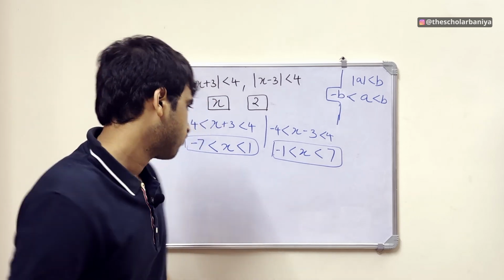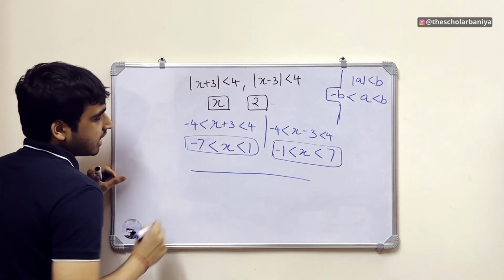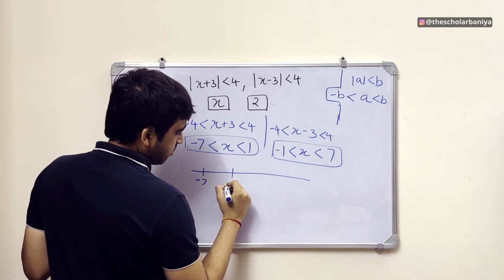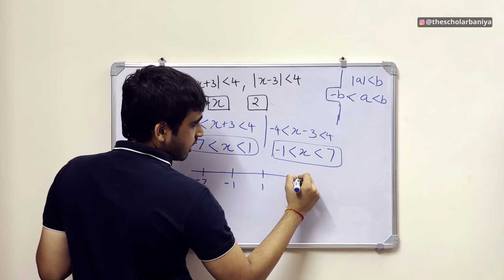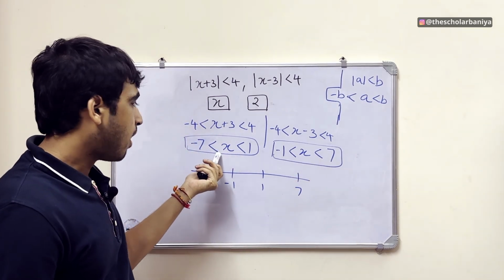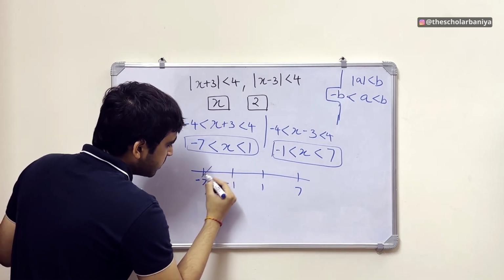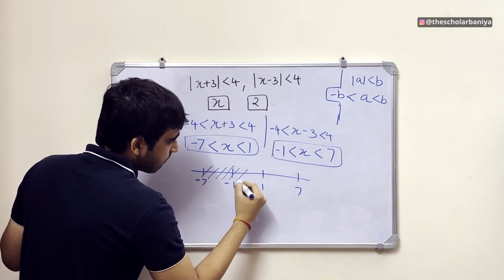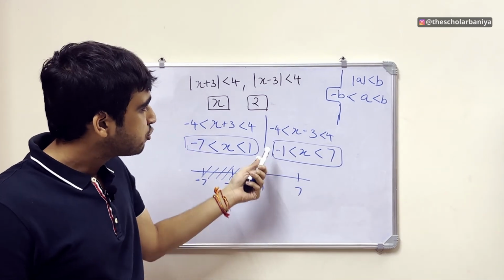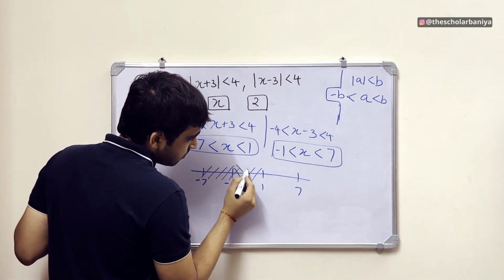Shouldn't be an issue. Now, if we plot it on the number line, just to make it easy to understand, -7, -1, 1, and 7, right? So this part of the solution is between -7 and 1. And this part of the solution is between -1 and 7.